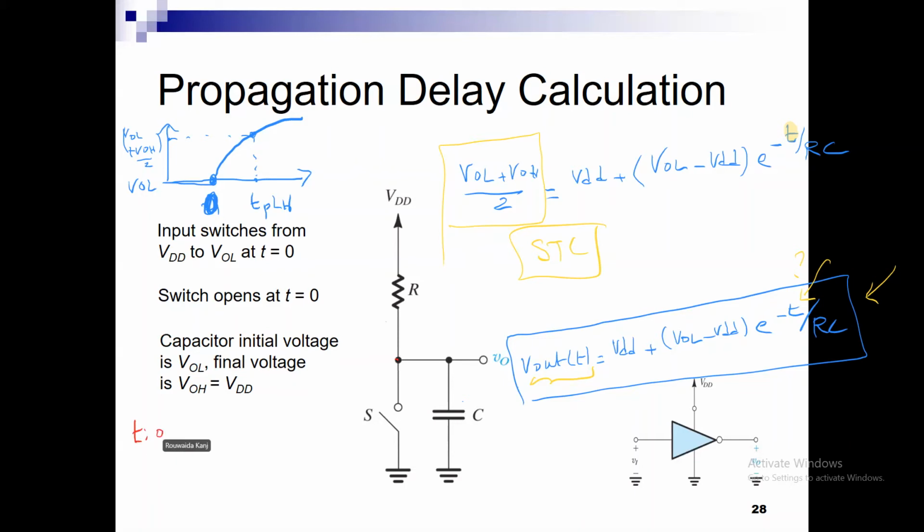When t is 0, I will have my V out equal VOL. Why? Because e to the 0 is 1, and this will be VDD plus VOL minus VDD. It's VOL, which is V init. Okay, and when t tends to infinity, e to the minus t over RC is going to tend to 0, and therefore V out will be equal to VDD, which is V final. Okay, so this is the equation of the single time constant.